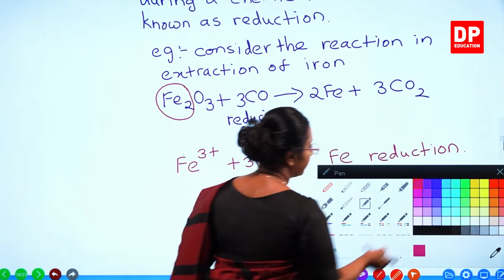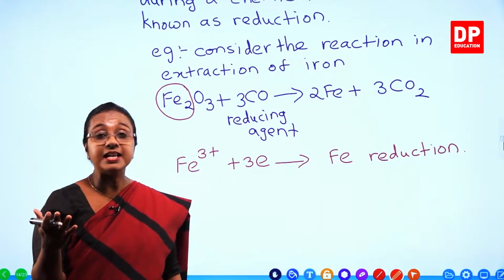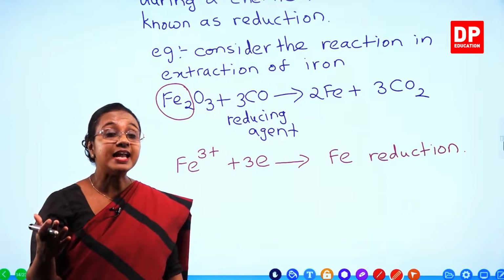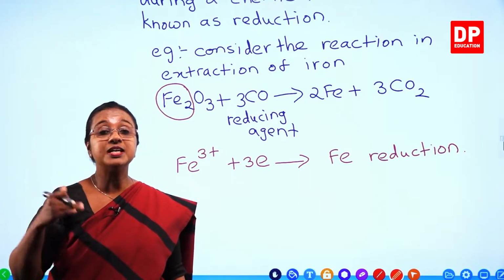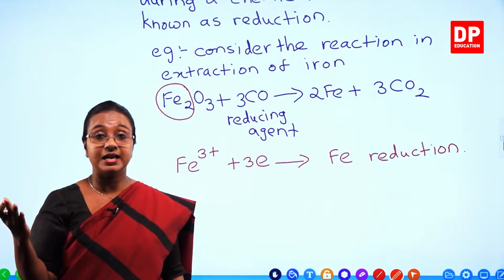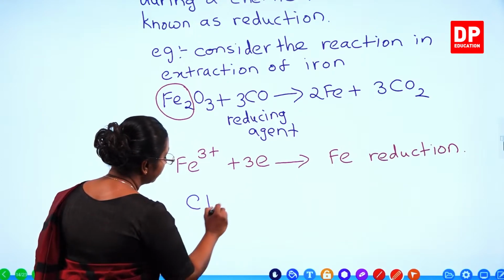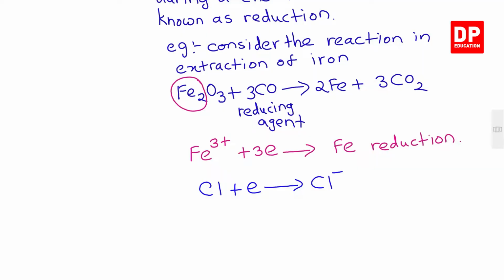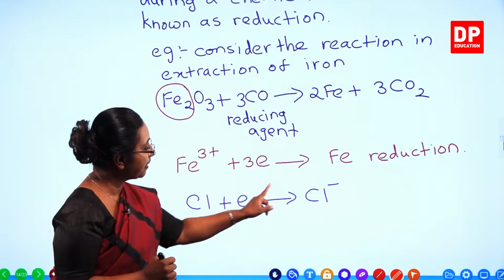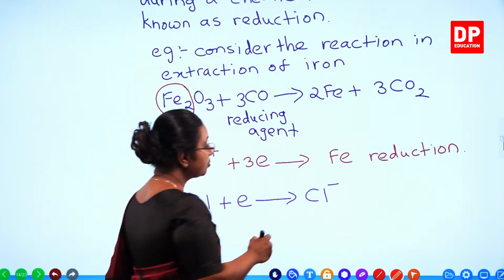Same way, you can remember the formation of sodium chloride, the ionic bond. How does that happen? Sodium loses an electron and forms the Na+ ion, a cation. Whereas you can remember chlorine takes up an electron and forms the chloride ion. So here also Cl takes up an electron and becomes Cl-. This is also reduction.